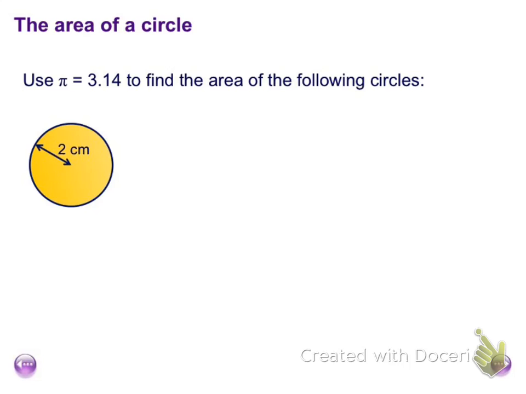If the radius is equal to 2, we want to square the radius and then multiply that by 3.14. So 3.14 times 4 gives us 12.56 centimeters squared. I want you to get your calculators out too, so you could be kind of calculating along.